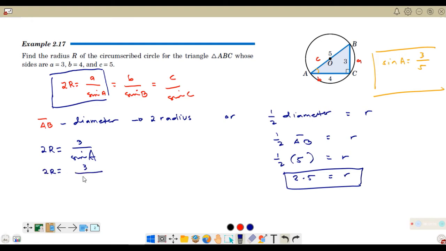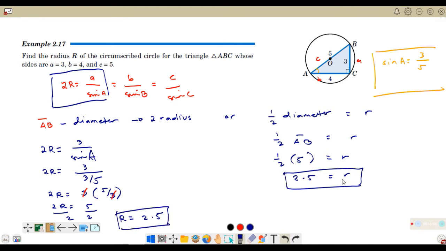3 over 5. Applying the rules in fraction, we are going to change the operation from division to multiplication. So, multiplication na siya by the reciprocal of the denominator. Denominator natin is 3 over 5. Reciprocal niya is 5 over 3. Tanggal na si 3. Matitira na lang ay 5. We have 2r is equal to 5. Divide both sides by 2. Ang r natin will be 2.5. Okay? Okay.